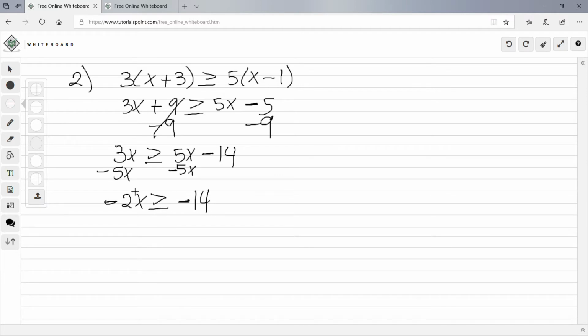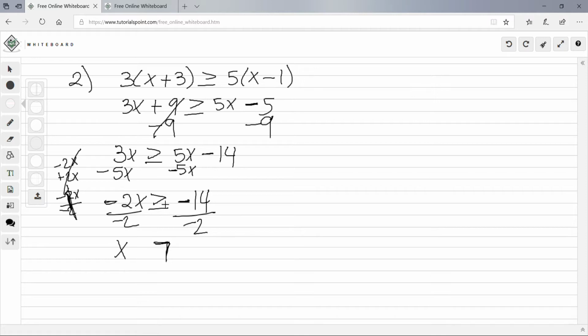We're not done yet. We have to get x by itself, so I will divide by negative 2. I'm not going to add 2x because if you add negative 2x plus 2x, that cancels, and we want an x. So our only option is to divide by negative 2, because negative 2x divided by negative 2 cancels and you're just left with x. So we get x is negative 14 divided by negative 2, which is positive 7.